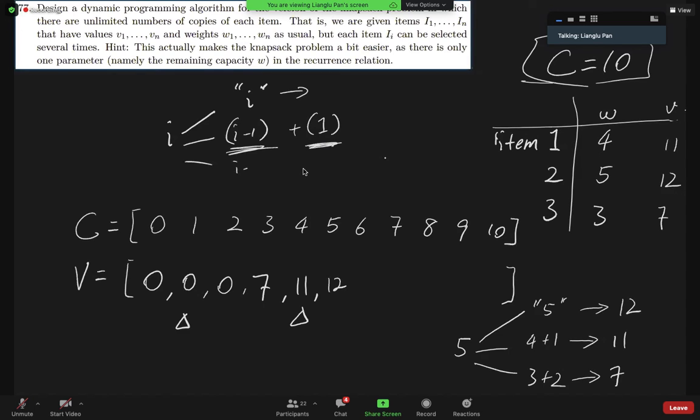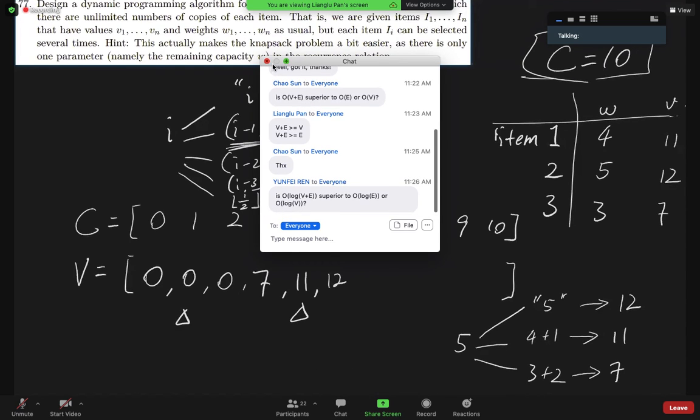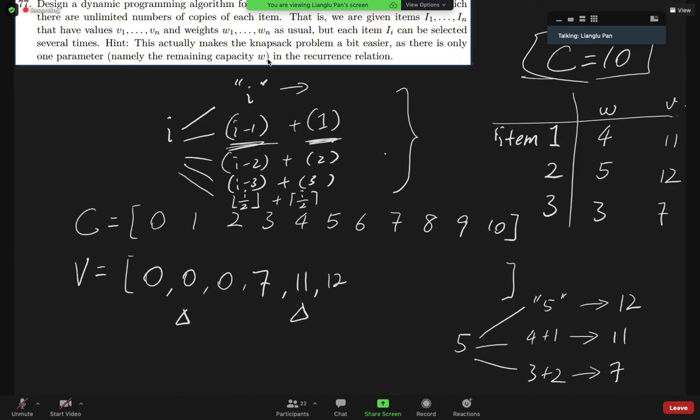And of course, we will also do I minus 2 plus 2 and I minus 3 plus 3, and so on. And I think the last option we're going to consider is roughly half of I, rounded down, plus roughly half of I, rounded up. And by comparing the results of all these combinations, we're going to get the highest value we can get if the capacity is I.